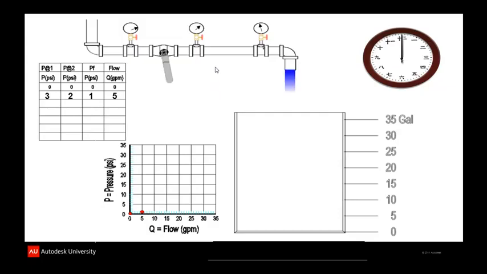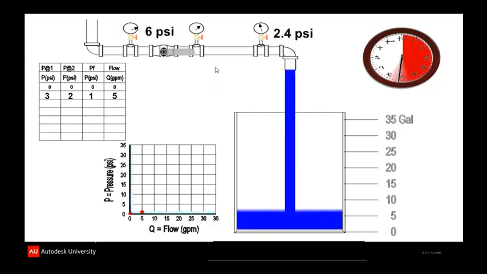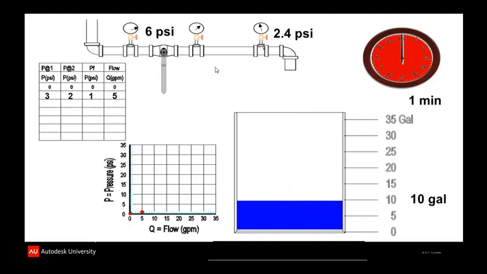In this next test, we'll happen to get 6 psi upstream, 2.4 psi downstream. When we run that for a minute, we collected 10 gallons a minute. So we can put the 6 psi upstream on the chart, we can put the 2.4 downstream on the chart, and we put the 10 gallons a minute. And when we subtract the downstream from the upstream, we get 3.6 pounds friction loss.